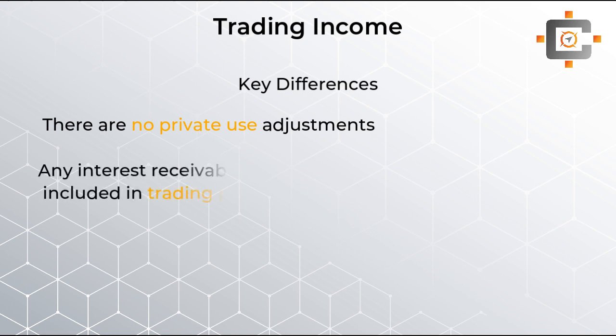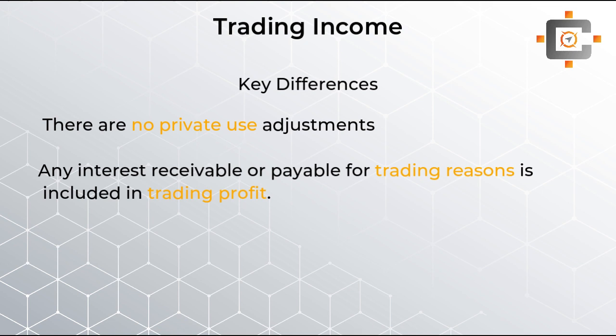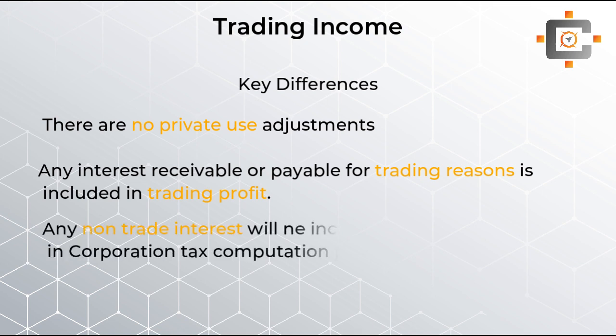Then, students, if you have any interest income or expenditure, you have to check whether it's related to trade or not. If it is related to your trading, then you can consider that interest under your trading profit. But if it is not related to trade, that means if it's non-trading interest, then it will not be considered under the trading profit calculation. It will go directly into your corporation tax computation pro forma as interest income.